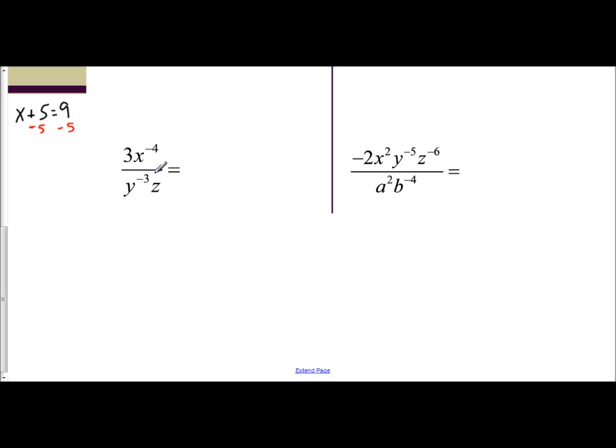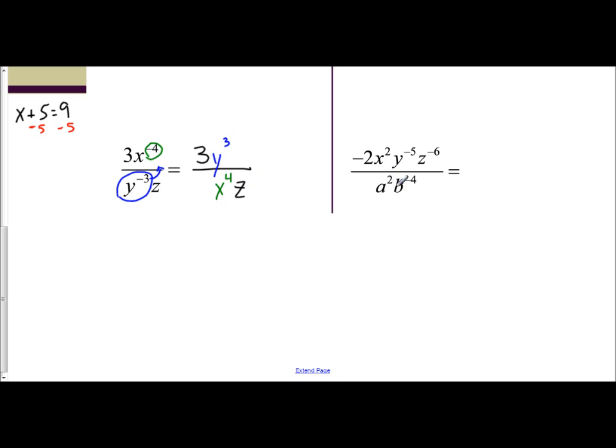So to move it to the other side, I'm going to perform the opposite operation, which means I'm going to add. And so this x to the negative fourth, I'm adding to the bottom, so it's going to be a positive 4. This y to the negative third, to cross over the fraction bar and move it to the top, I have to add, which makes it a positive 3. That z just stays where it's at because there's no other base to compare it to. And so 3y cubed x to the fourth z.